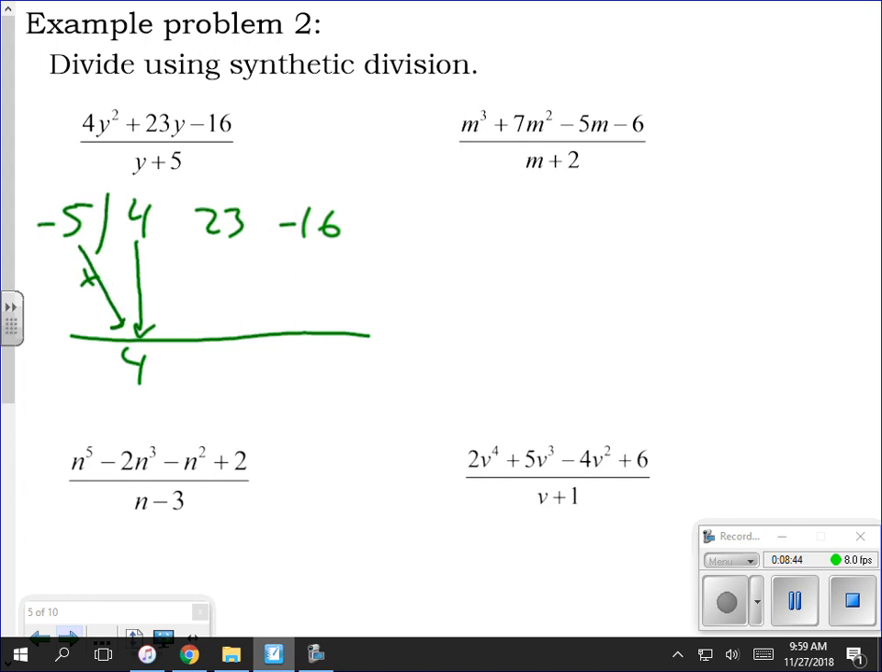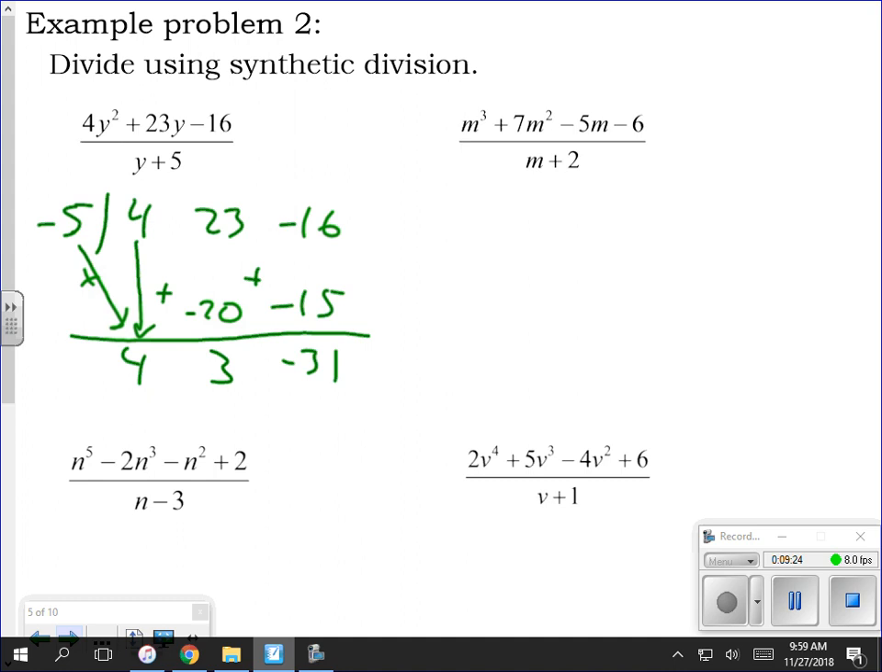You multiply these two. Negative 5 times 4 gives me negative 20. And instead of subtracting, like you did in long division, in synthetic division you add. 23 plus negative 20 gives me 3. And then you multiply again. Negative 5 times 3 gives me negative 15. And then you add.